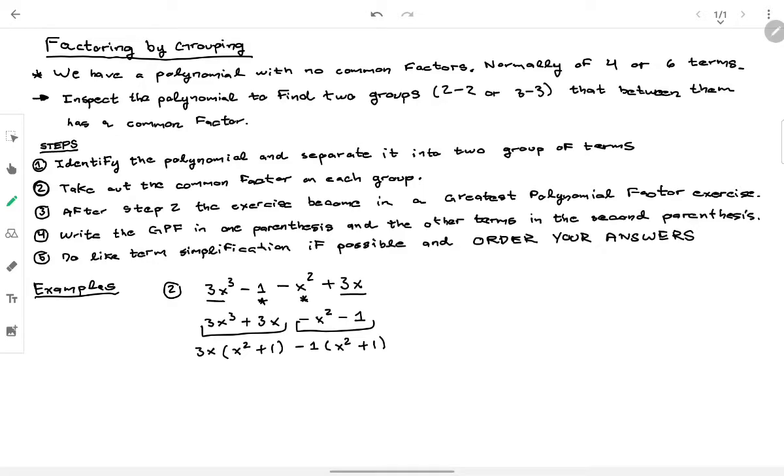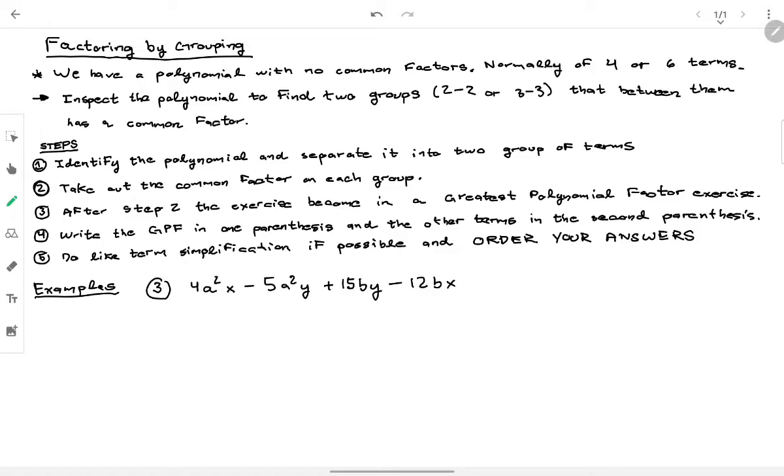So it's going to be, in the first parenthesis, x squared plus 1, and in the second parenthesis, 3x minus 1. I cannot do like term simplification in this case, and I cannot take out anything as a factor. So that is going to be our final answer: x squared plus 1 as one factor that multiplies 3x minus 1. So let's continue with the next exercise.